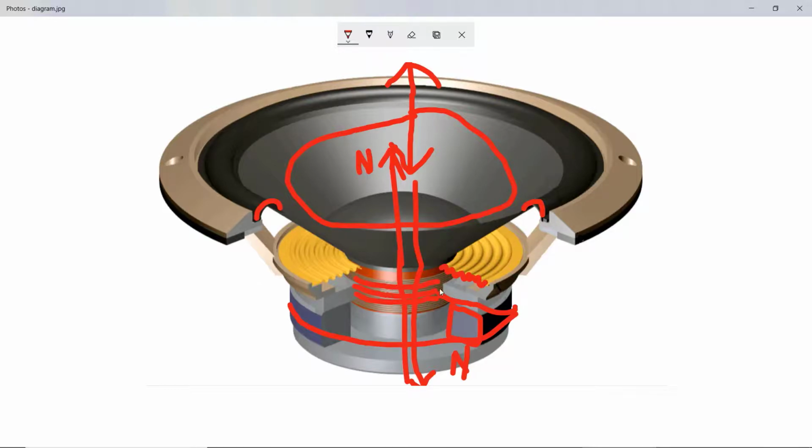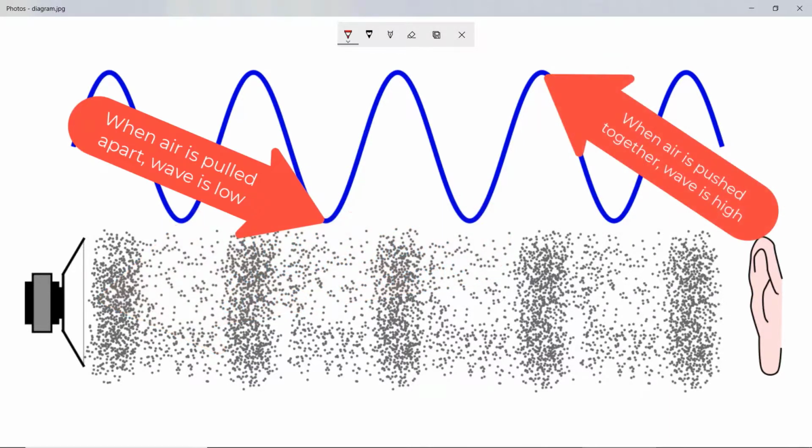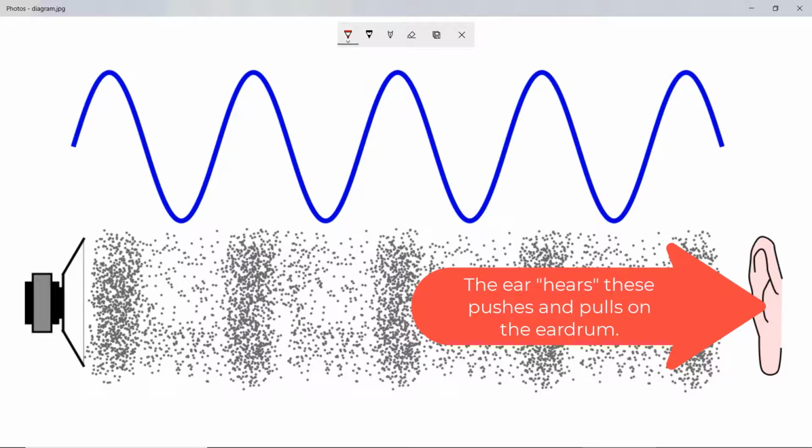And electricity can be changed very quickly, thousands of times a second. And what that does is it causes this cone to move back and forth thousands of times a second. And as it moves back and forth thousands of times a second, it sets up pushes and pulls inside of this air column between the speaker and your ear. And it's those vibrations that we call sound waves, and that's what you hear. So let's take a look at the simulation on the next page, and you can see all of this in action.